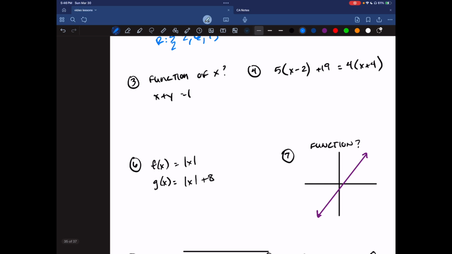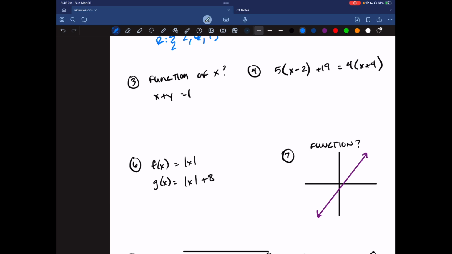In this conversation about functions, you want to know this just by looking. We can tell by the graph, which we'll look at in just a second, whether it is a function or not. But we can also do it by looking at the equation. You want to know if the x and the y have a power of 1. If they have any other powers, then it's not going to work out.